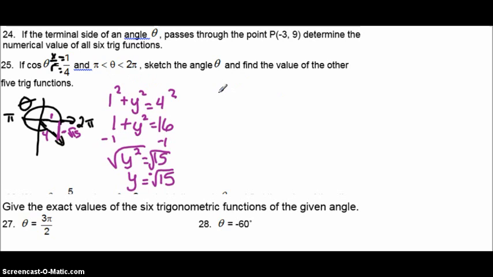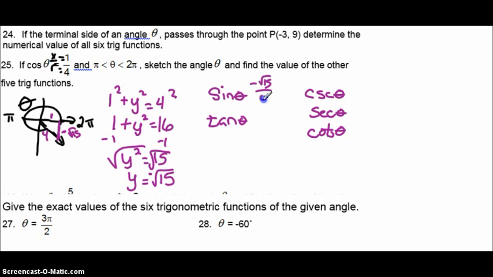Okay, so find the value of the other 5. We know cosine, so we'll need sine theta, tangent theta, cosecant, secant, and cotangent. Alright, so sine is y over r, so that's going to be negative square root of 15 over 4. No reductions, so that's it. Alright, tangent is y over x, so that is negative square root of 15 over 1, or simply negative square root of 15.